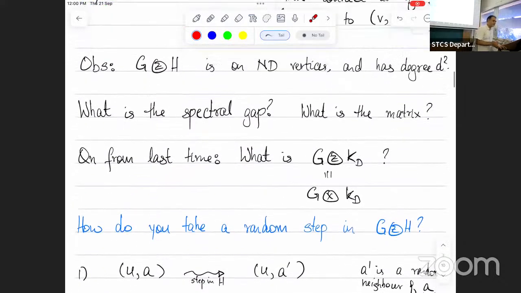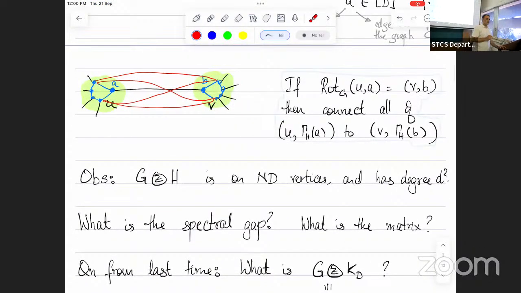Therefore, there is no connectivity between U comma A and U comma A prime. No. There is no connectivity between U comma A and U comma A prime. Yeah, I am mentally imagining. Yeah, I say reconcile that this new way of looking at the random walk is exactly equivalent to whatever was the graph. That's right.